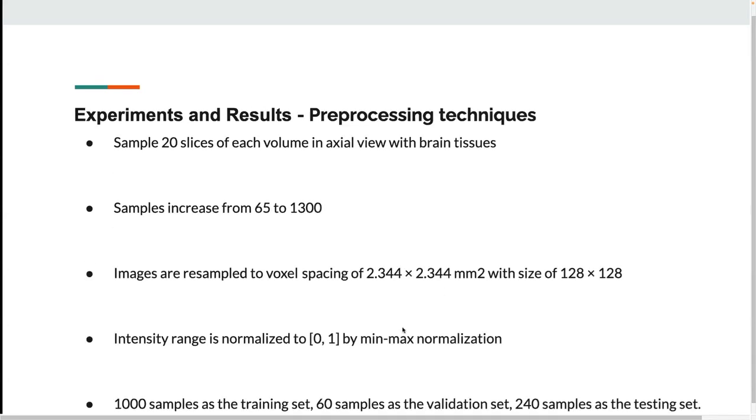For the pre-processing, they take 20 slices of each volume in axial view with the brain tissues, which expands the data from 65 to 1,300. The images they feed to the models are 128 by 128, and the intensity range is normalized between 0 and 1. Last, to train their model, they use 1,000 samples for training, 60 samples for validation, and 240 for the test set.